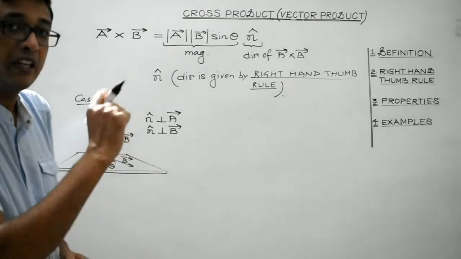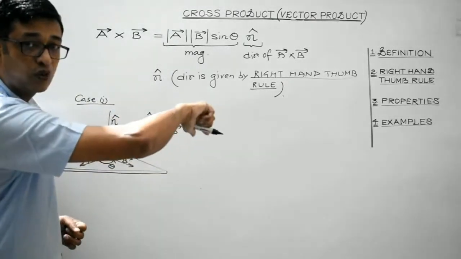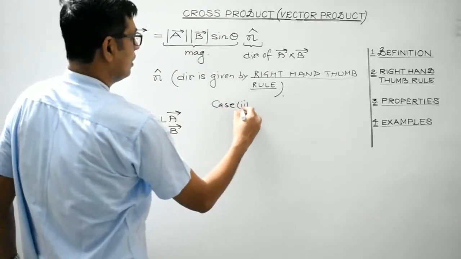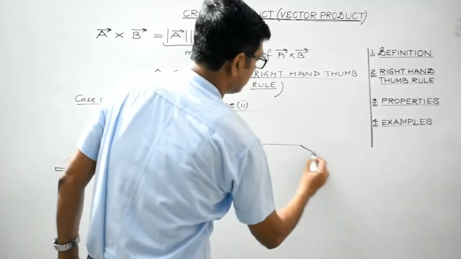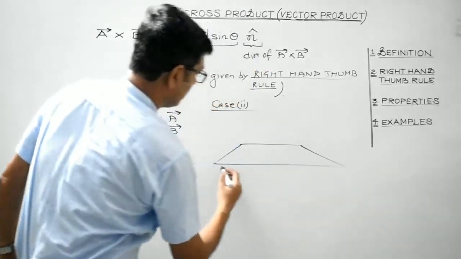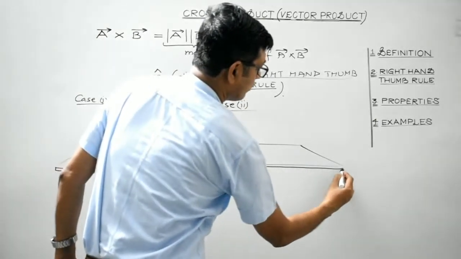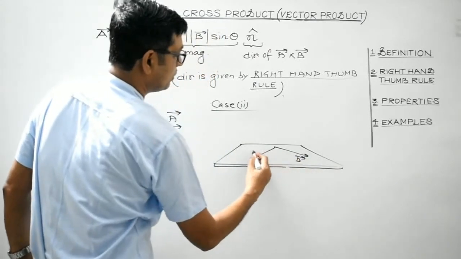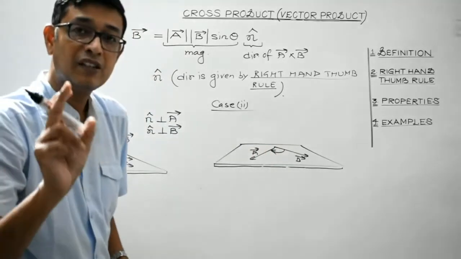Angle is measured from A vector to B vector in the anti-clockwise direction. Now let's consider case 2. Case 2 is, students, we will consider B cross A. This is a horizontal plane. Suppose this is a horizontal plane, right? And we'll consider this is B vector, and let us consider this to be A vector. Now we'll consider B cross A.